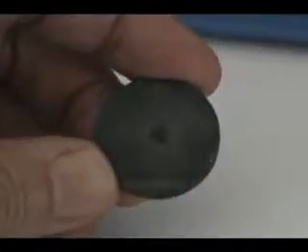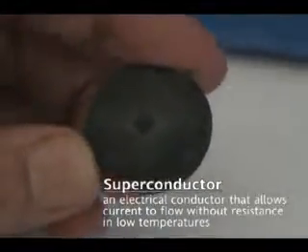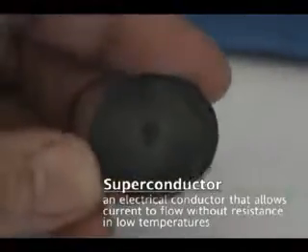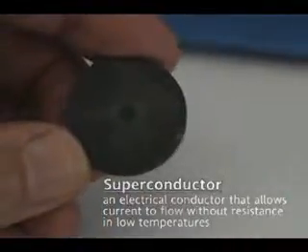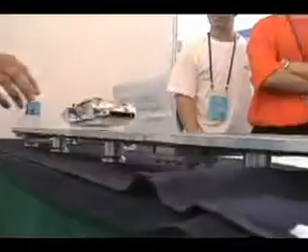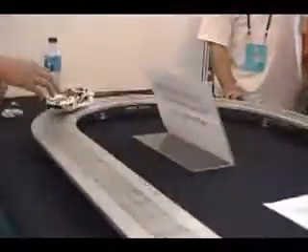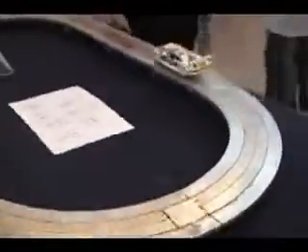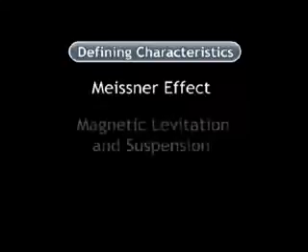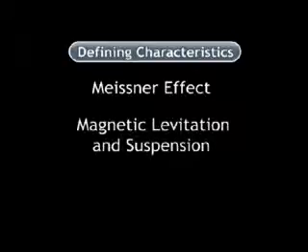Superconductors are defined as a type of electrical conductor that allows current to flow without resistance at low temperatures. This allows for the development of technologies such as high-temperature superconductor magnetic levitation vehicles, which are noiseless, frictionless, and easily accelerated. In this presentation, we will introduce a few defining characteristics of superconductors: the Meissner effect, magnetic levitation and suspension, and the flux trapping effect.